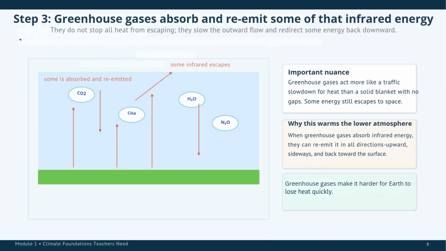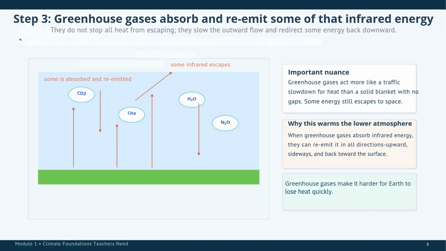So our step three is the greenhouse gases absorbing and re-emitting or redirecting some of that infrared energy. And this is the part where students often misunderstand, so you have to be careful when you're teaching it to students. Greenhouse gases don't stop all the heat from escaping from Earth. Remember, the main ones are CO2, carbon dioxide, CH4, methane, H2O, water vapor, and N2O, nitrous oxide.